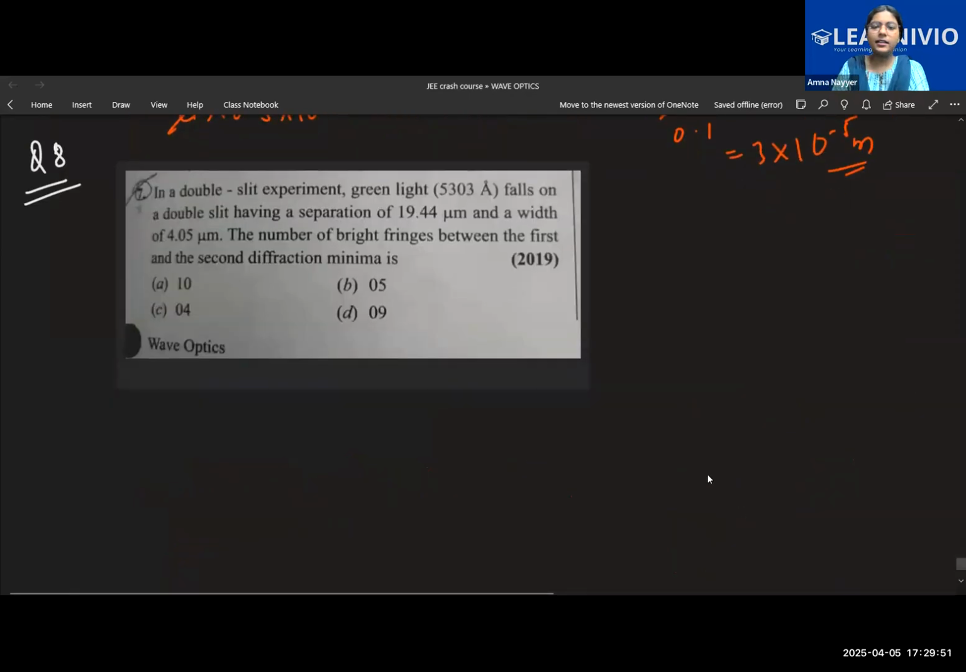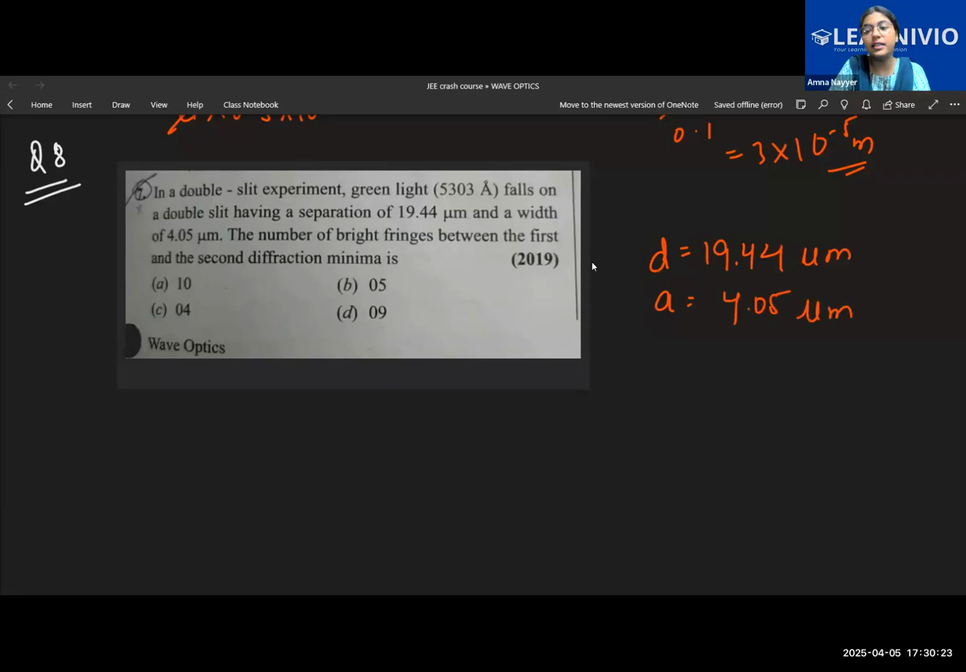Okay. One last question from this. In a double slit experiment, green light of 5303 angstrom falls on a double slit having a separation of 19.44 micrometer and a width of 4.05 micrometer. Means the separation is 19.44 micrometer and the width is given as 4.05 micrometer. It is asking the number of bright fringes between the first and the second diffraction minima.